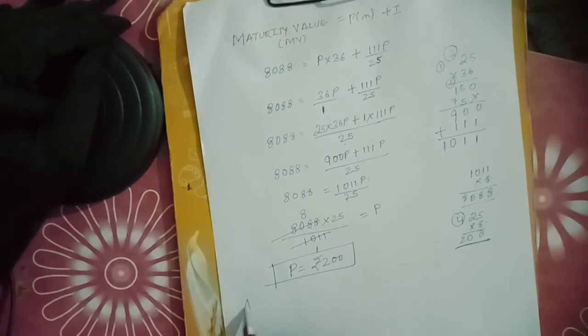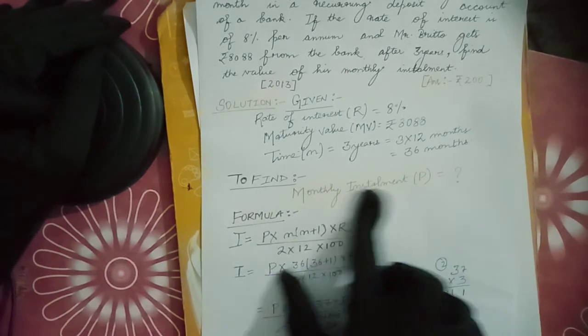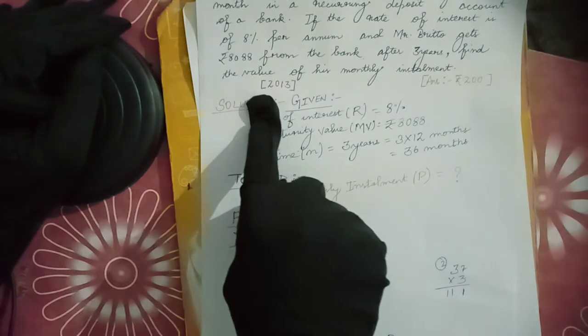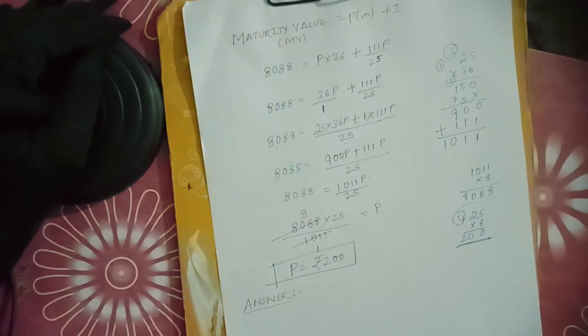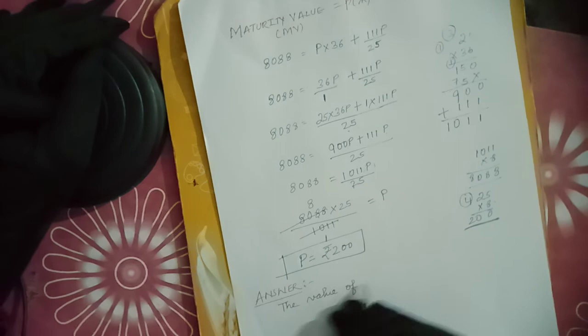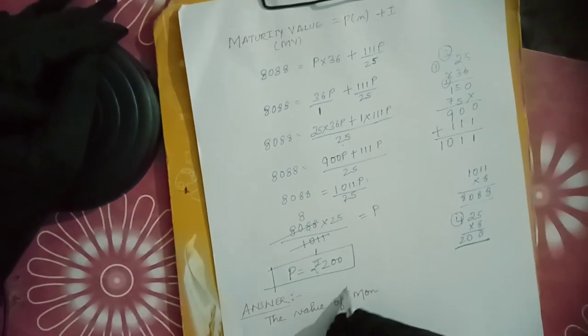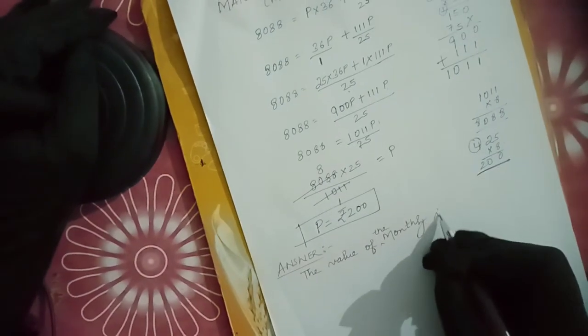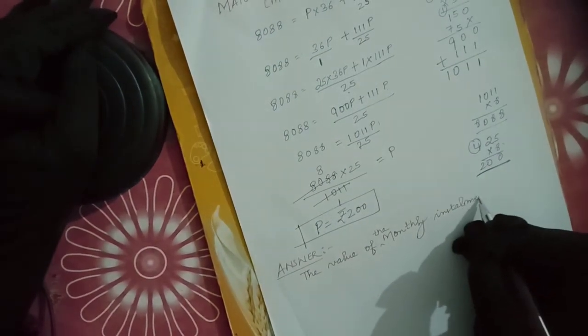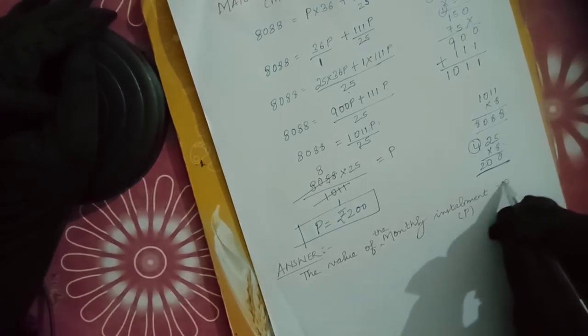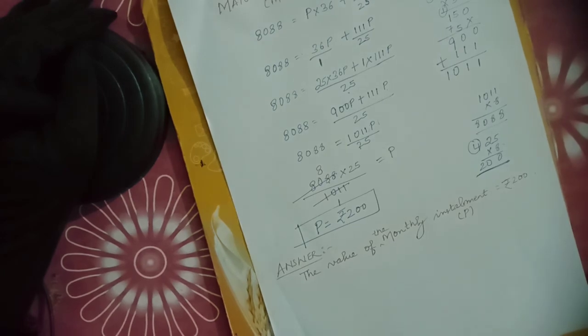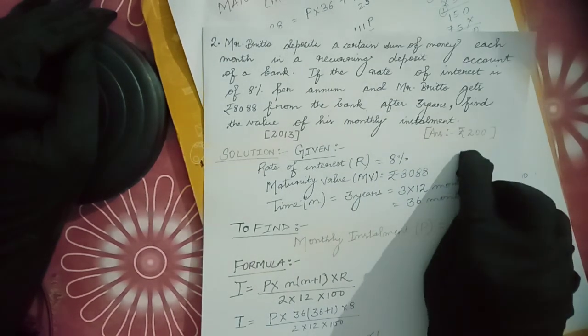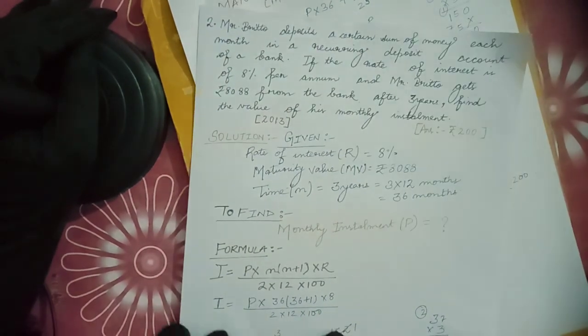So the final answer we can declare, let's go back to the question and see what it was given to find. Look, here it was given to find the monthly installment, right? Find the value of his monthly installment. So we have found it finally, and we'll write the value of the monthly installment, that is P, is equal to rupees 200. And here the answer is also given near the question. The answer is 200, and we have got it, right? So that's it. Thank you.